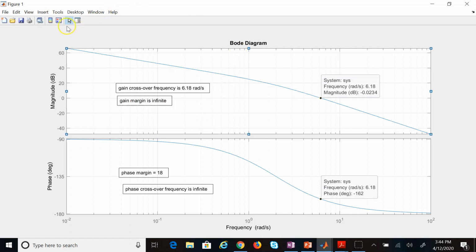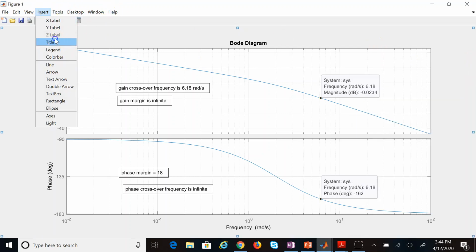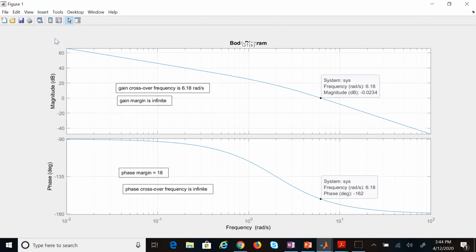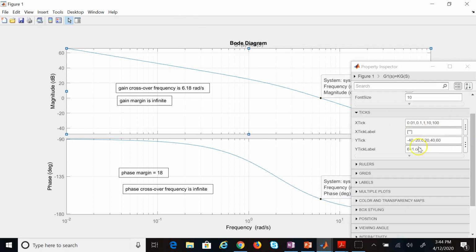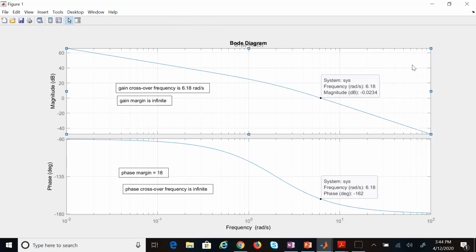Okay, so this is the Bode plot for G1. Okay, so if I can insert a title or modify the title, this is for G1 of S, which is the same as K times G of S. And of course it is going to write it on the top of the previous one, which you can go and modify and delete it, but because that's the default of Bode plot.